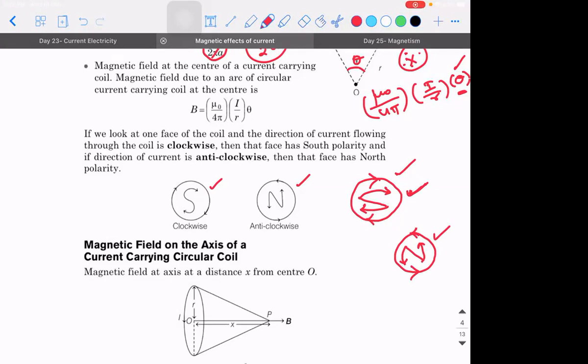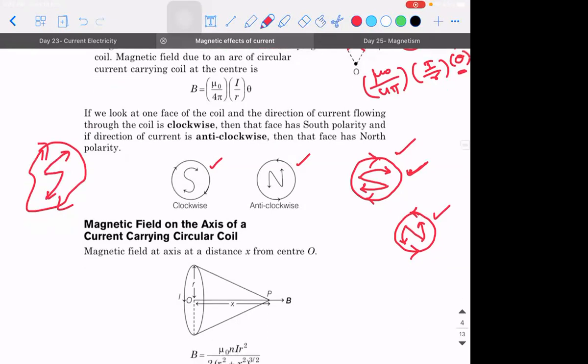The loop need not be only in the shape of a circle. It can be in the shape of a rectangle or any other random shape. It can be like this also. But still, this will behave like a magnetic dipole. I'm saying magnetic dipole because this side is south pole, and the back side will be north pole.